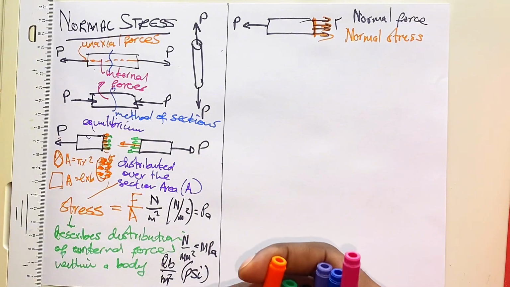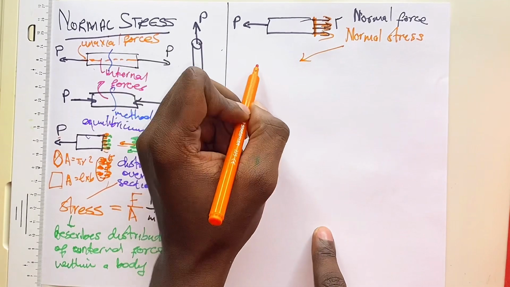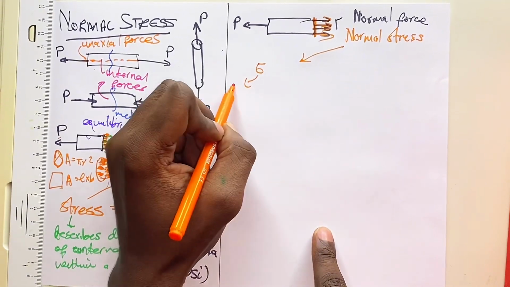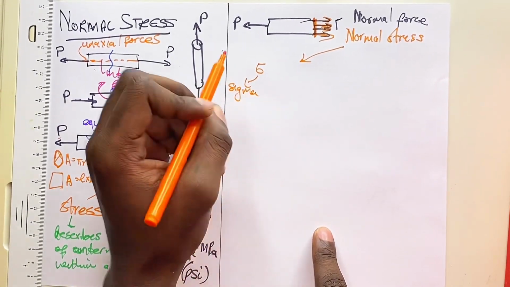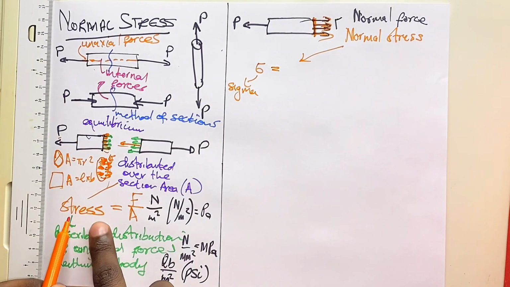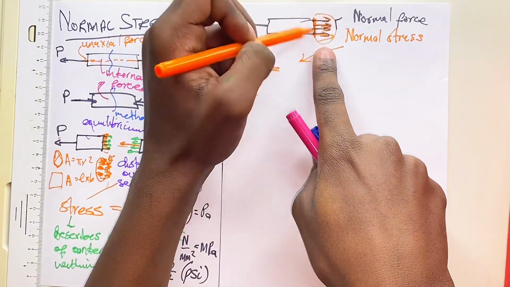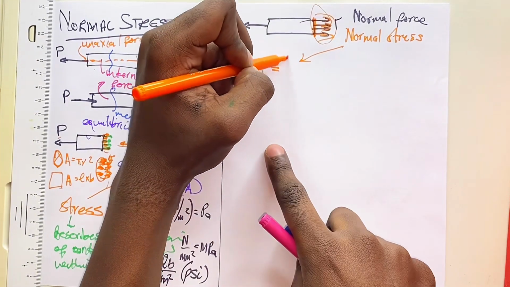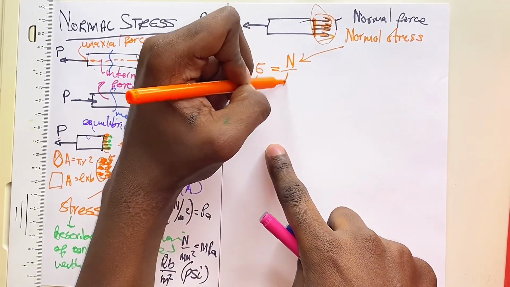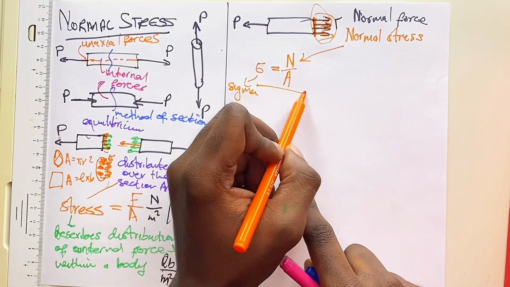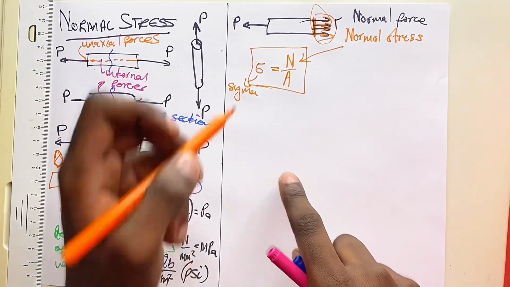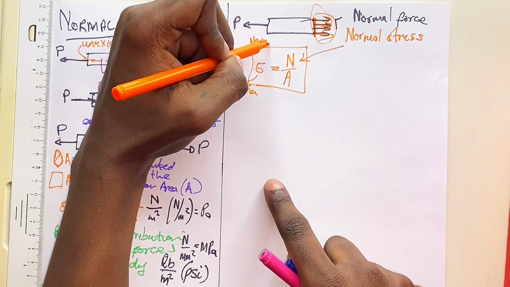Now, normal stress is represented by the symbol sigma, and we said that stress is force over area, so we will want to find the normal force that is acting here, which is N, over the area A. This is the formula that you find for normal stress.